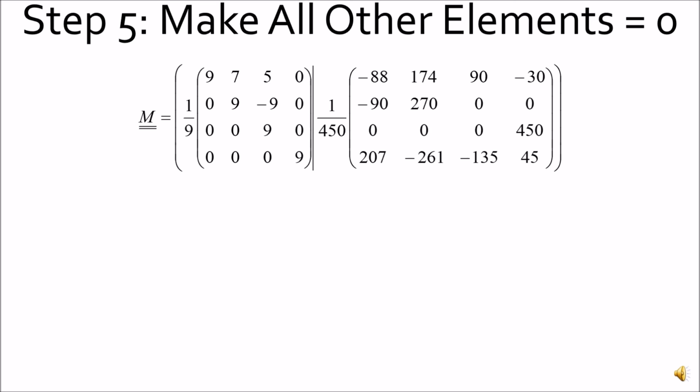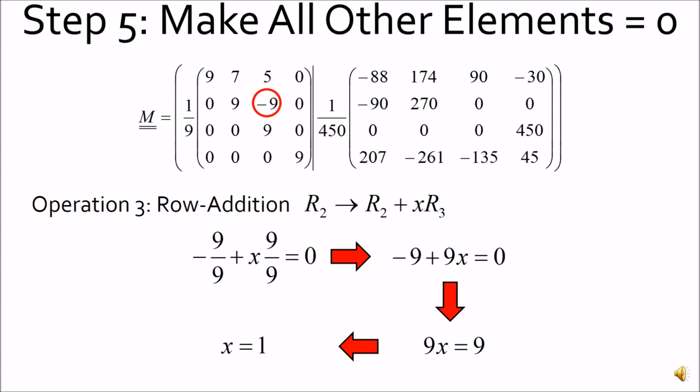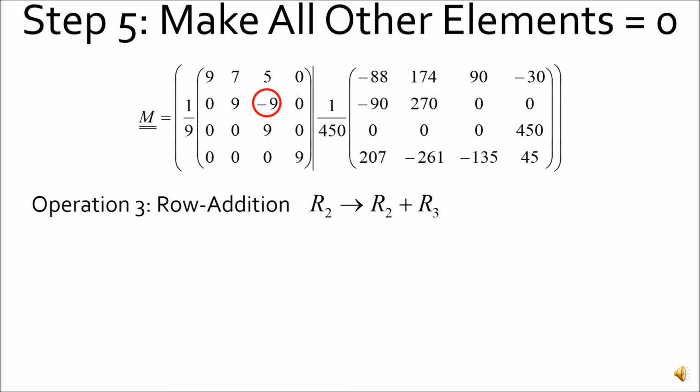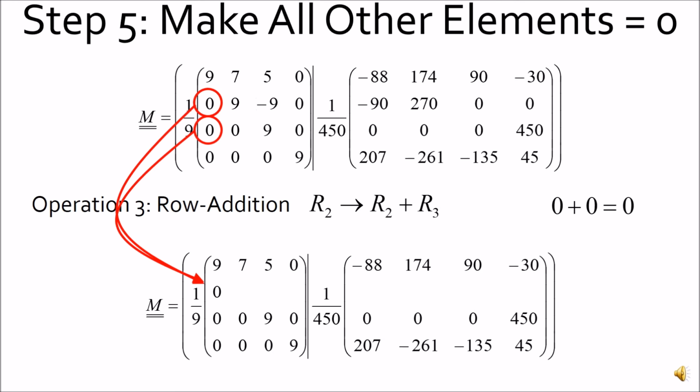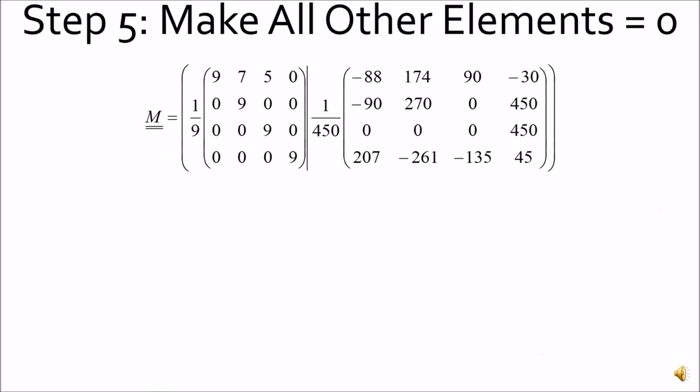So you can sort of see the way this thing works now. And we just have 3 more positions to do. We have these 2 elements we need to make 0. So we have a minus 9, and in this case, we have to use the 3rd row because that's where our diagonal is. So work through the algebra and find x is equal to 1 in this case. So all you have to do is add the 3rd row to the 2nd row, and that will eliminate that minus 9 there. So let's go through and do that. And there we go. So we are left with a 0 in that position.